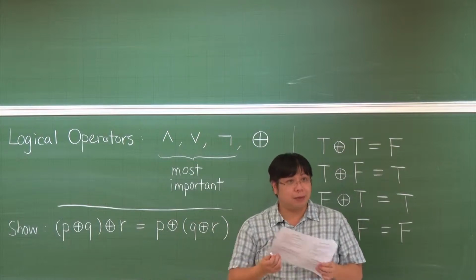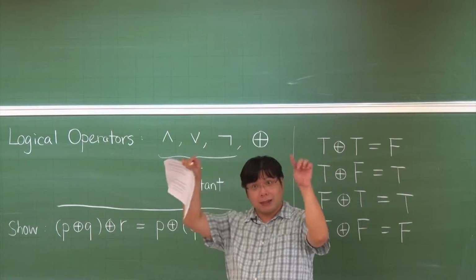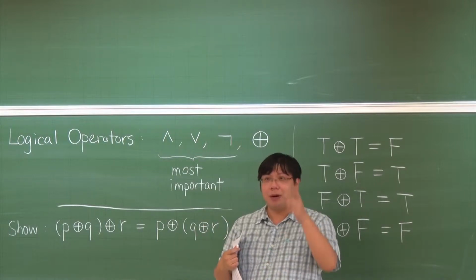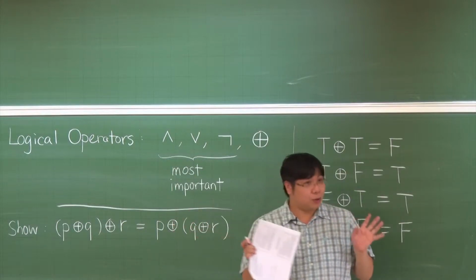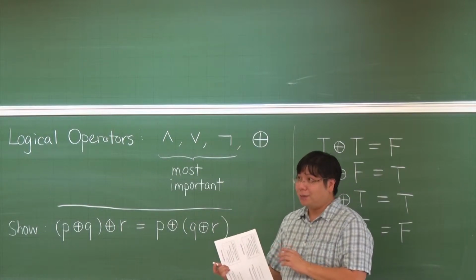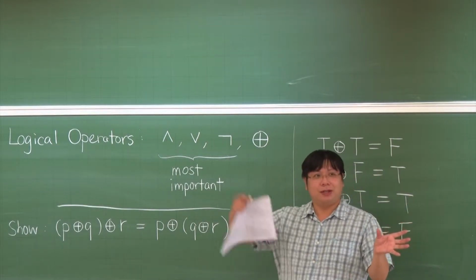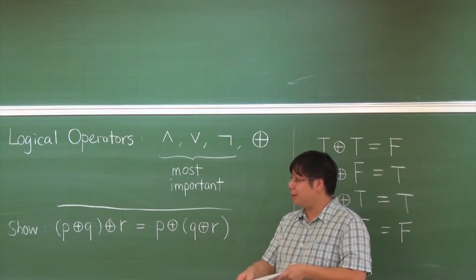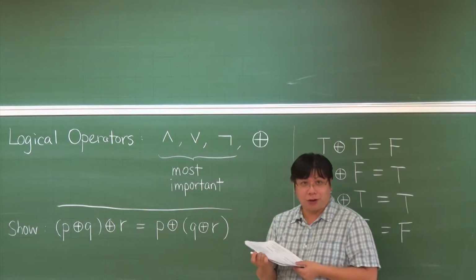We have studied some examples before. For instance, let's say P is the statement 1 plus 1 equals 2. Then not P, in English, is 1 plus 1 is not equal to 2. Although I may not be able to tell whether 1 plus 1 is equal to 2, I can always tell that whenever P is true, not P must be false. On the other hand, whenever P is false, not P must be true. This is the meaning of creating new propositions using logical operators.